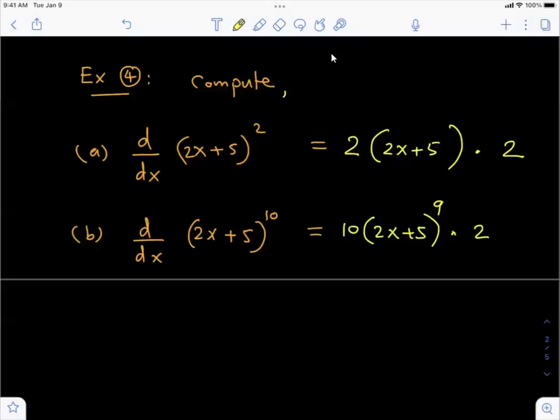The simplification that you can have here is that these two constants can be combined. It's going to be 20. You can write it in front. The same thing could be done here, but it's totally up to you.